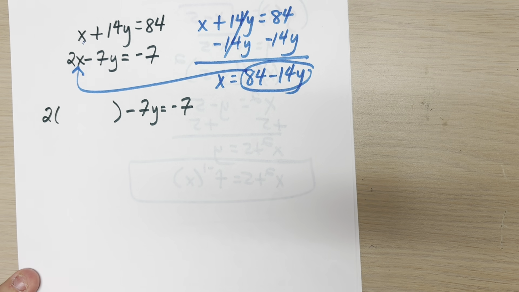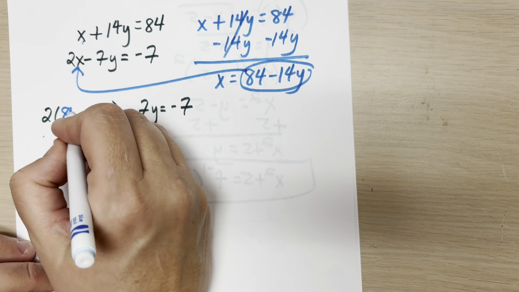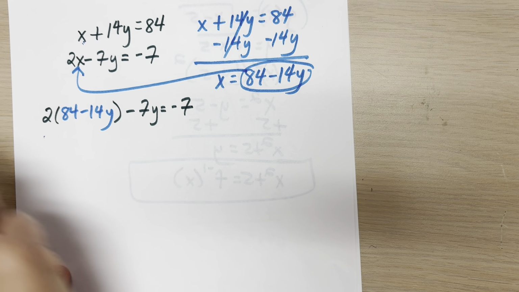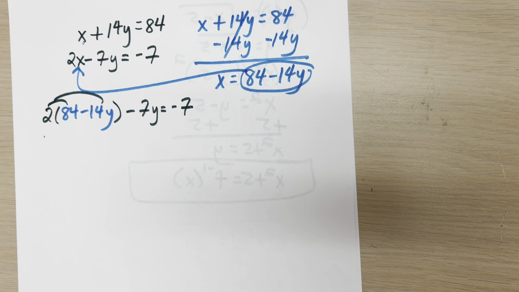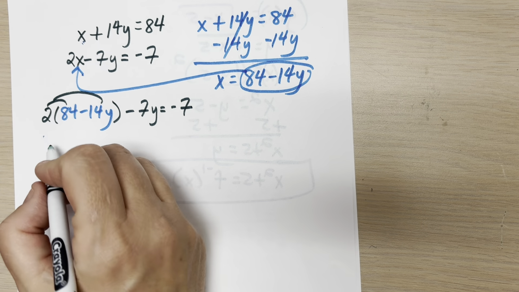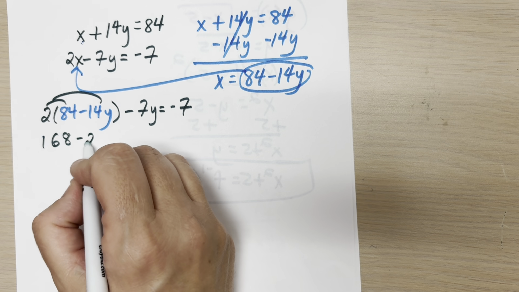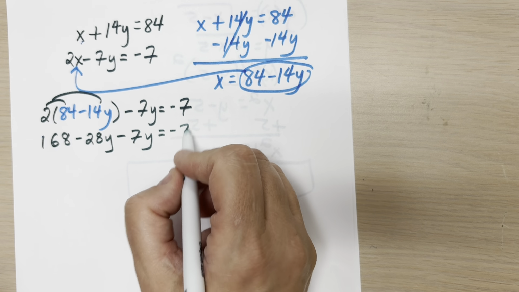I may need to grab my calculator for this one. These numbers are pretty big. 2 times x, or 2 times 84 minus 14y, minus 7y equals negative 7. We're going to go ahead and distribute in, and I definitely need to consult the calculator. I think that's 168, but it's late in the day and I'm afraid of making a math error. So that is 168. 2 times negative 14y is going to give me negative 28y. And then I have minus 7y equals negative 7.